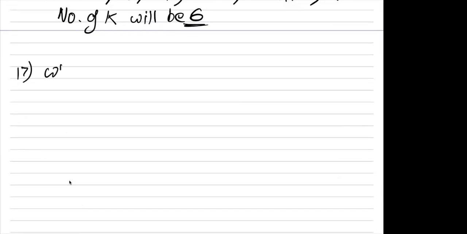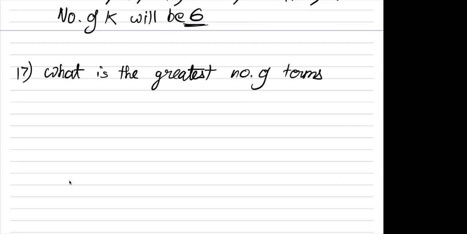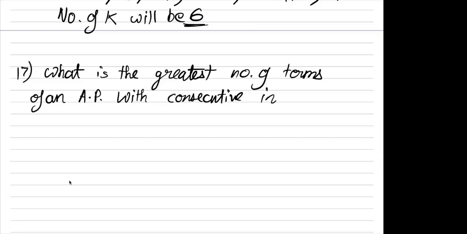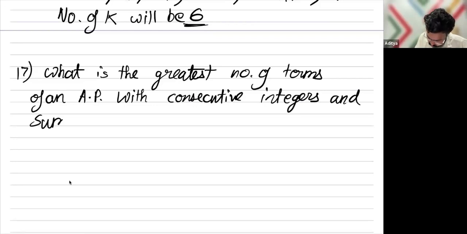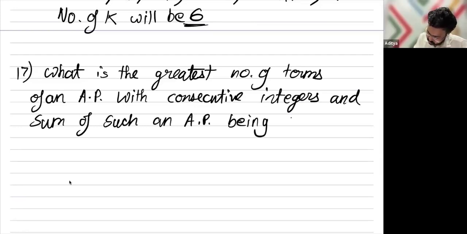Try another question and try to get the answer to this in one shot. Question 17. What is the greatest number of terms of an AP with consecutive integers and sum of such an AP being 45?